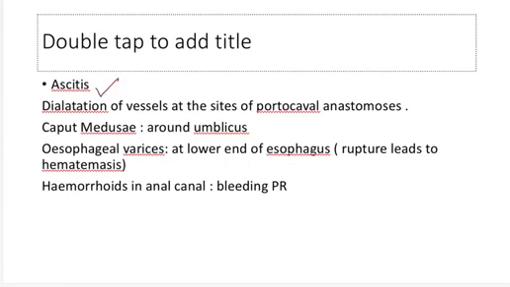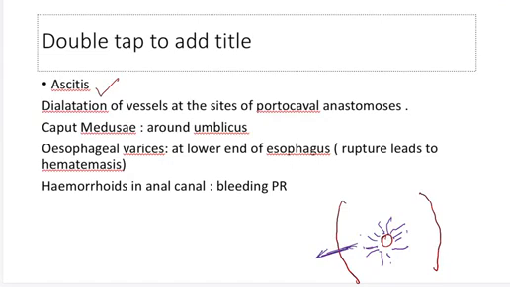Then we will try to observe the different sites of portocaval anastomosis as soon as you inspect the stomach. First inspect the stomach. As soon as we ask the patient to expose the tensed abdomen, we can see that this is the stomach and this is the umbilicus, and there are dilated tortuous veins all around the umbilicus, like this. So this phenomenon is a very important clinical sign.